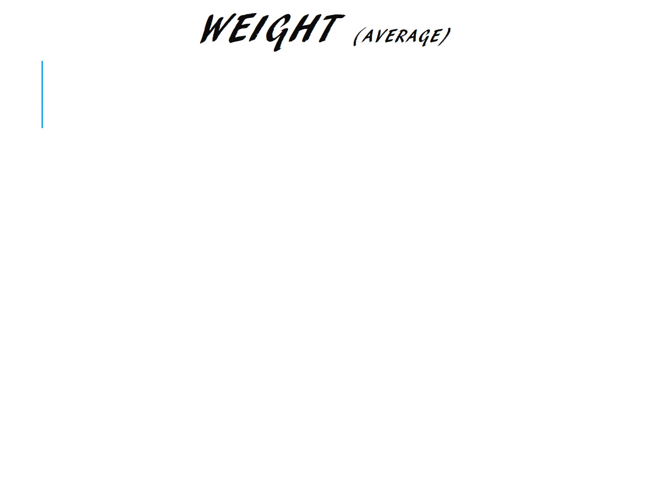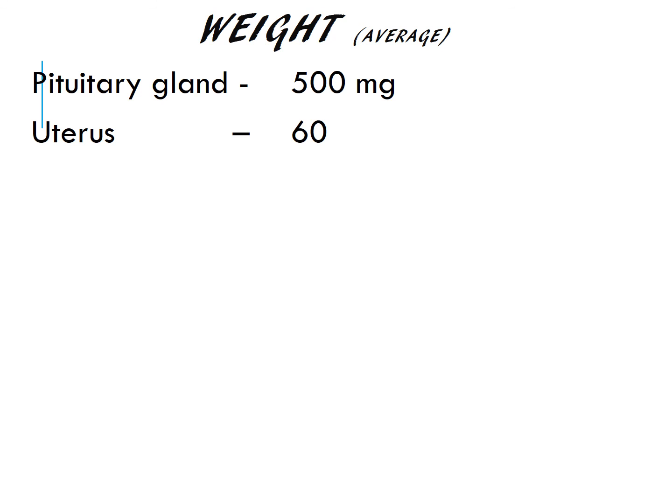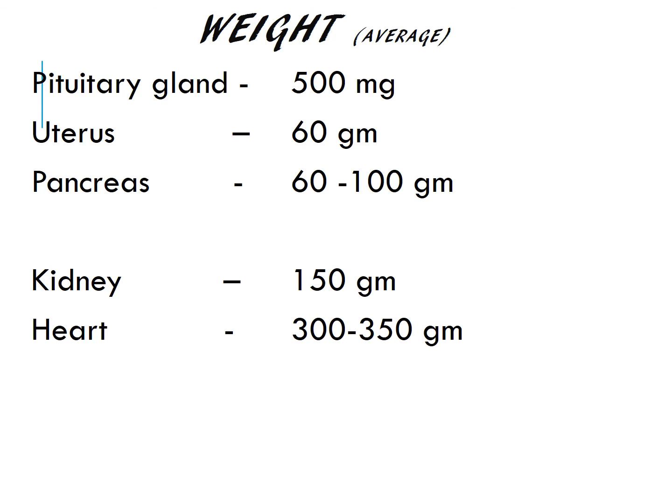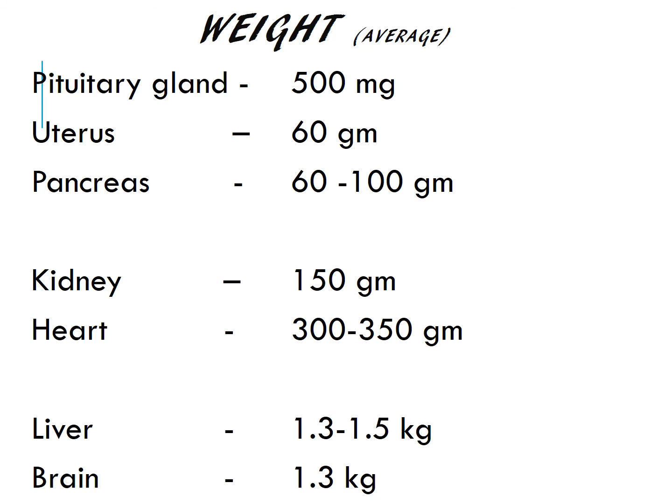Let us go for the average weight of some of the body organs. Pituitary gland weighing around 500 milligram, uterus and pancreas weighing around 60 gram, kidney weighs around 150 gram, heart weighs around 300 to 350 gram, liver weighs around 1.3 to 1.5 kg, brain weighs around 1.3 kg.